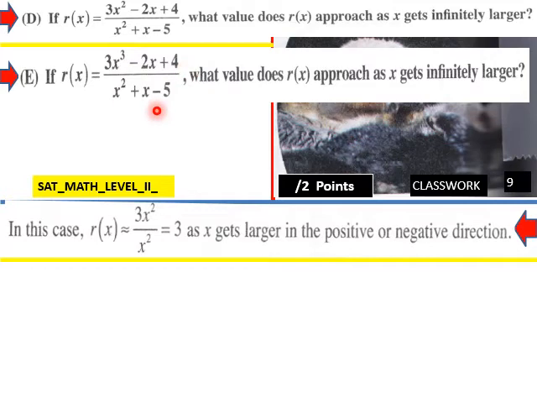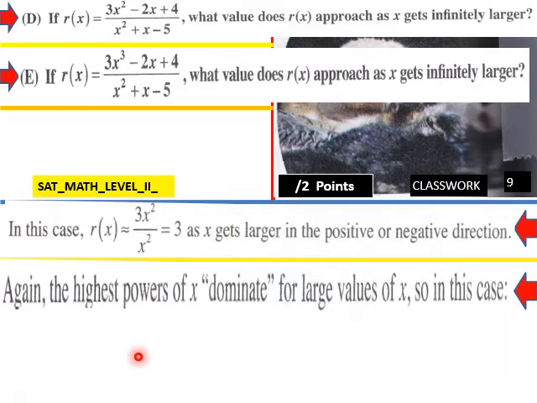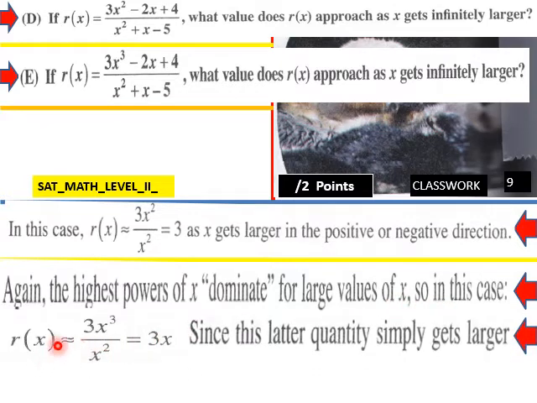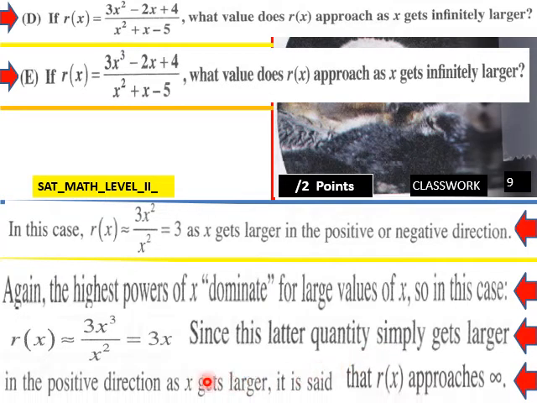E, if r of x equals 3x cubed minus 2x plus 4 over x squared plus x minus 5, what value does r of x approach as x gets infinitely larger? So in that situation, the highest powers of x dominate for large values of x. So in this case, r of x will equal 3x cubed over x squared, which will reduce to 3x. Since this latter quantity simply gets larger in the positive direction as x gets larger, it is said that r of x approaches infinity, or positive infinity.